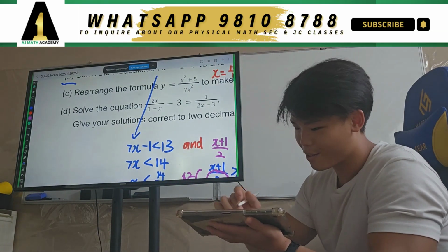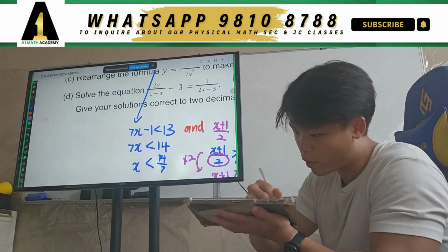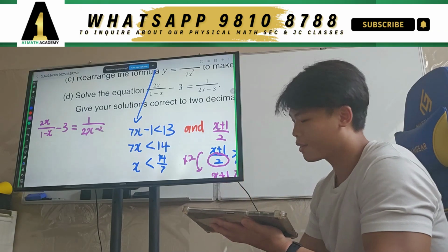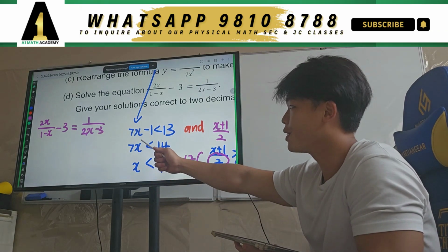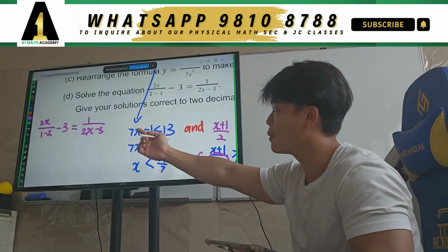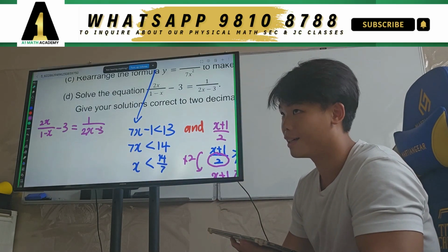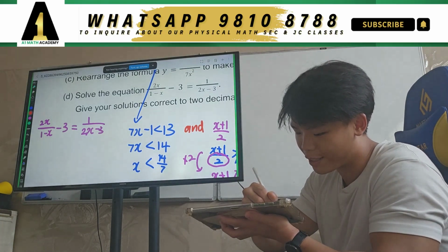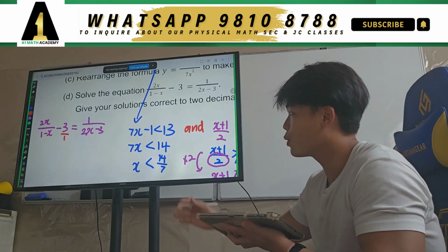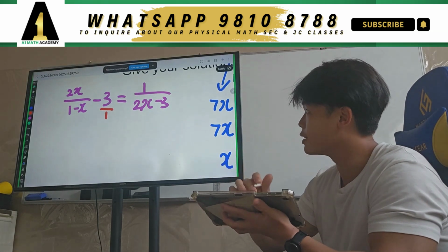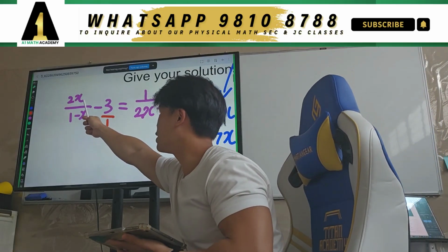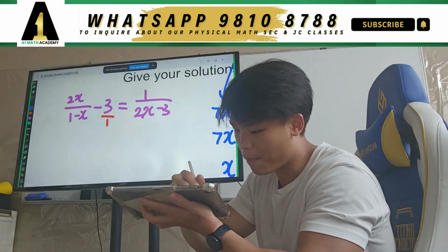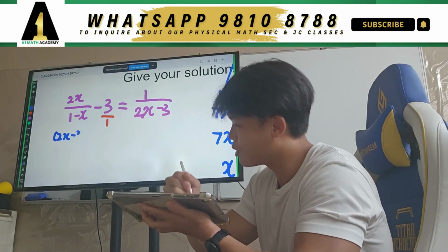Okay, so we have 2x over (1 minus x) minus 3 equals to 1 over (2x minus 3). There are a lot of ways to do this, but what would be the way you all prefer? Is it to make all the denominators the same first? Yes. So what's the denominator of 3 to begin with? 1. So I can write this as 3 over 1. To make all of them the same denominator, to the first term here, I need to multiply by 2x minus 3. So I multiply by 2x minus 3 to the first one.